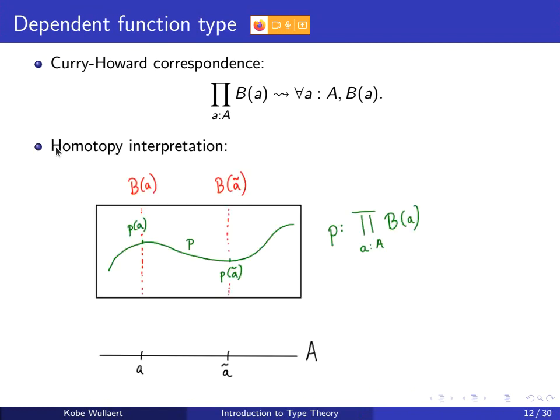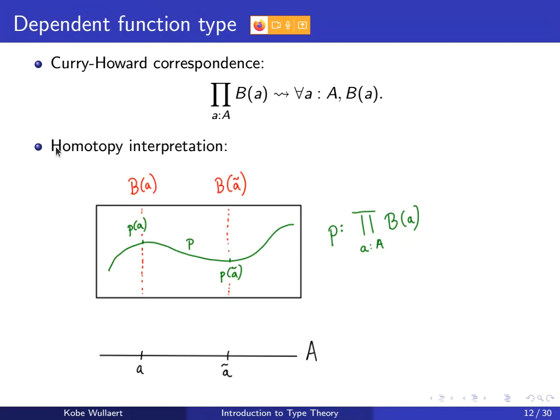Okay, and then concerning the homotopy interpretation, of course you would think of it as some kind of function. But what is a little bit more interesting at the moment is this big B. You can think of this as a function from our type A to our universe, the type of types. And then actually this will be a fibration, and we will come back to this later, why this is precisely the case.